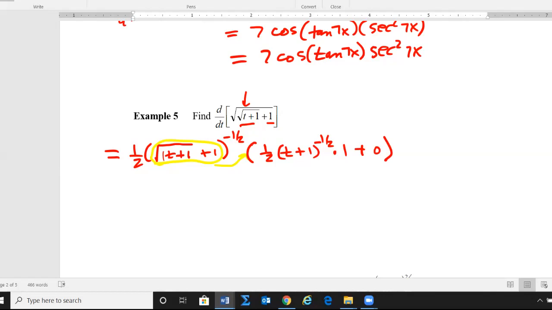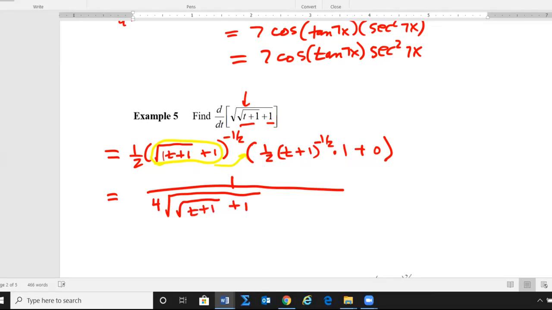So now finally what we can write this as, we've got a 1/2 and a 1/2 here. They could be written as a 1/4. Let's fix that. I want to make it look nice if we can. So we'll have 1 over 4, and you will have the square root of the square root of t plus 1 plus a 1. And then you'll have this part, which is another square root of t plus 1.